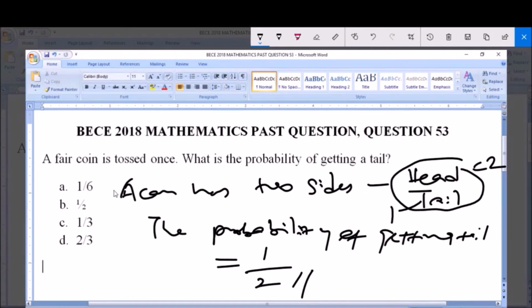And from our options, A says 1 over 6, which is wrong. B says 1 over 2, which is very correct. C says 1 over 3, which is wrong. And D says 2 over 3, which is wrong. So our correct answer is option B, 1 over 2.